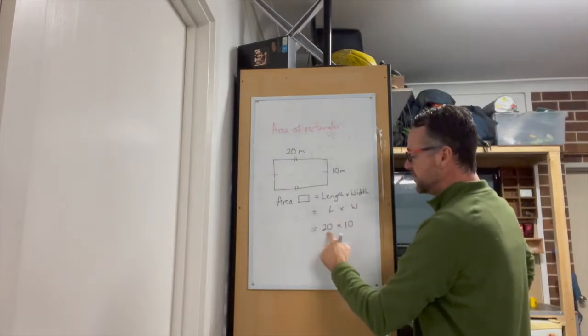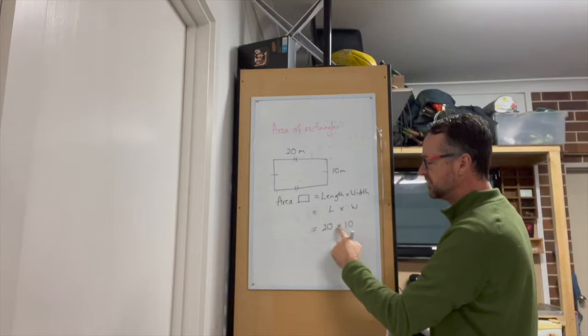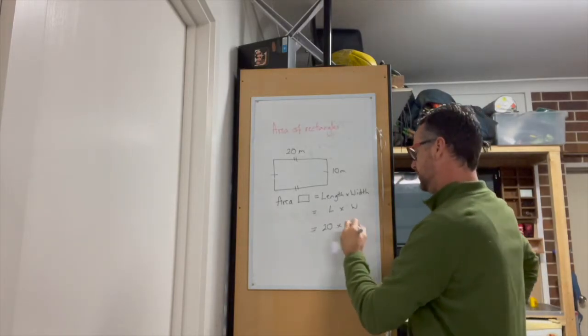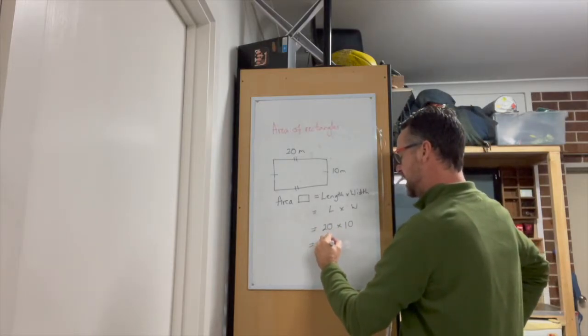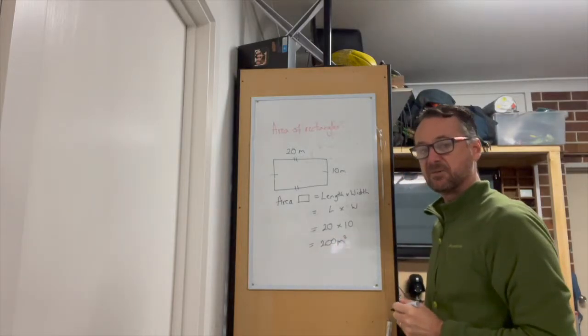And you'll notice that we don't put the unit in here, we don't put metres in here. There's just the number, but we need to take note of that. And then we can do the multiplication, 20 times 10 is 200, and now we add on the metres and it's squared because it's an area.